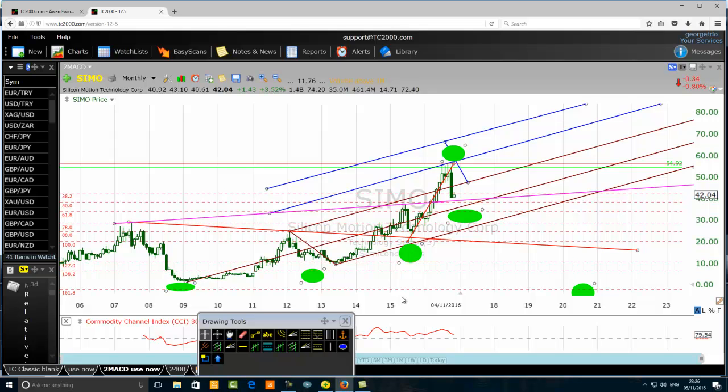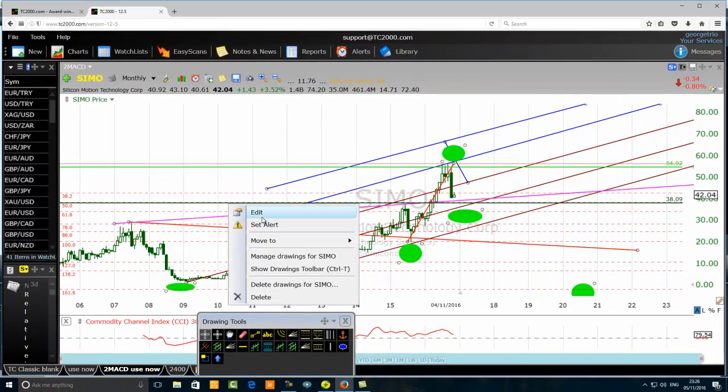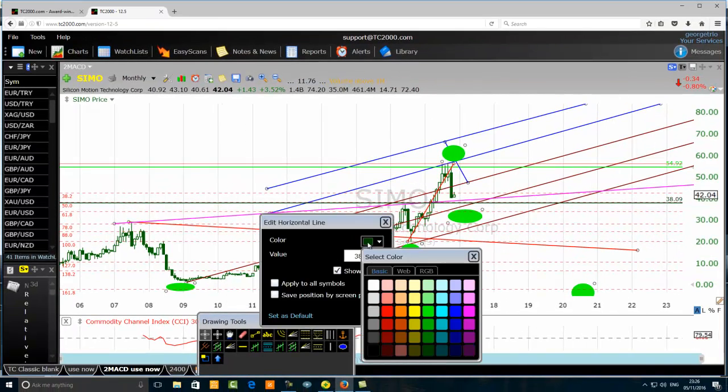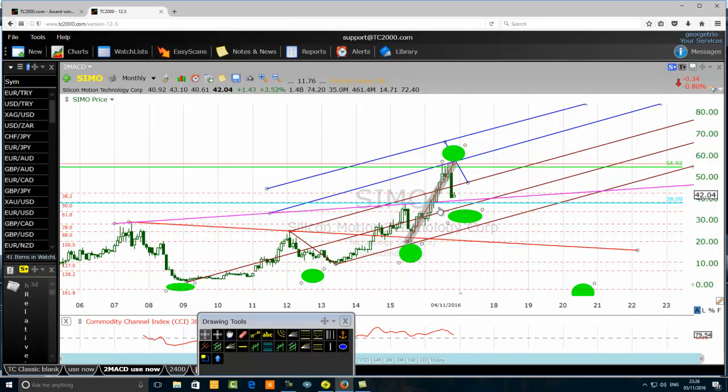So which level should you watch? You should watch the 50% Fibonacci retracement level. Why? Because it's a psychological price level that is dividing. I'm going to color it now in turquoise. You should watch the 50% Fibonacci retracement level. That's the turquoise line here, dividing this price action into two zones: the bullish zone above the turquoise line, which is the 50% Fibonacci retracement level, and the bearish zone below.